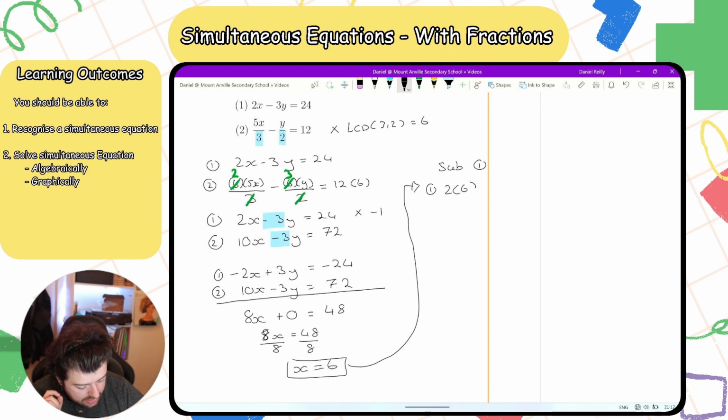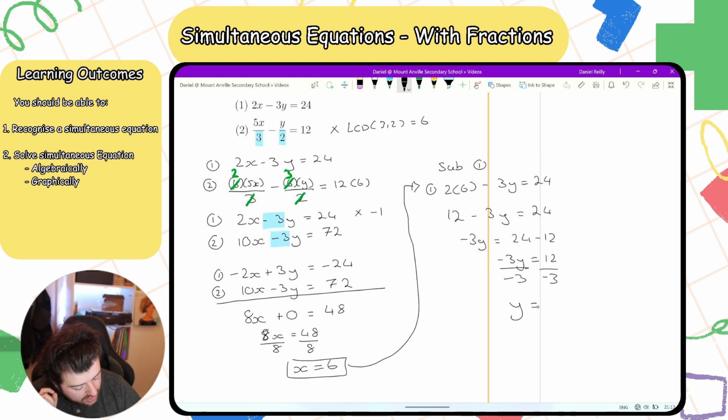2 times 6 minus 3y equals 24. 12 minus 3y equals 24. Minus 3y equals 24 minus 12. Minus 3y is equal to 12. Divide both sides by minus 3. I get y is equal to 12 divided by minus 3, which is minus 4. And there is my value for x and y.